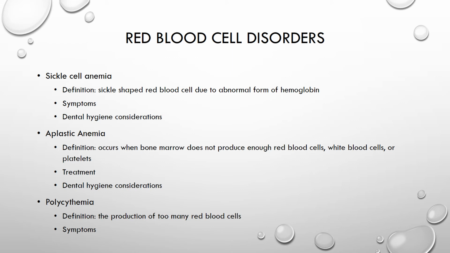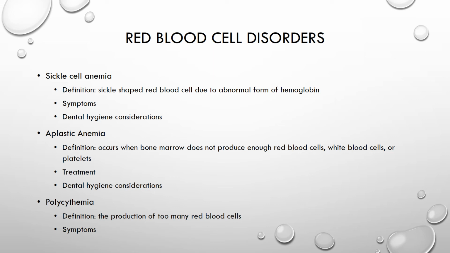Another red blood cell disorder is sickle cell anemia. This is where the red blood cell is actually sickle-shaped due to an abnormal form of hemoglobin that doesn't function as well. They're fragile and they break down easily in the bloodstream and cause anemia. Symptoms are joint pain, shortness of breath, nausea, facial and dental pain.